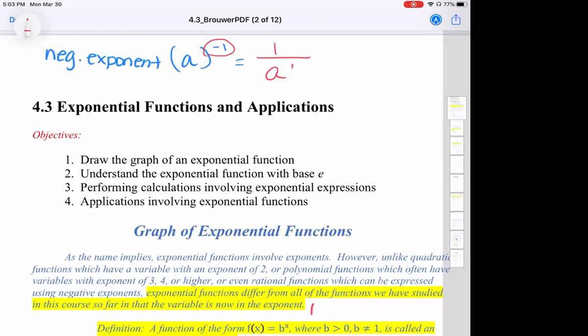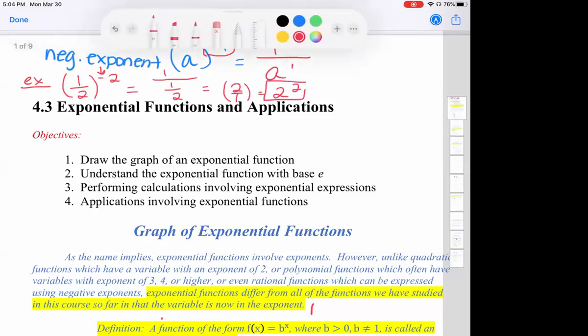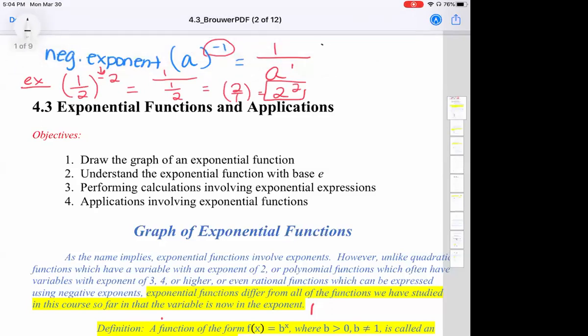So let's do a number example. Say I want to do something like 1/2 raised to the negative 2 exponent. To deal with that negative exponent, I would have to write it as 1 over 1/2. So when it's a fraction, it essentially flips it. So now it becomes 2 over 1, which is just 2. So it'll be 2 squared. Maybe I started with one that was a bit too ambitious. Let me try one more.